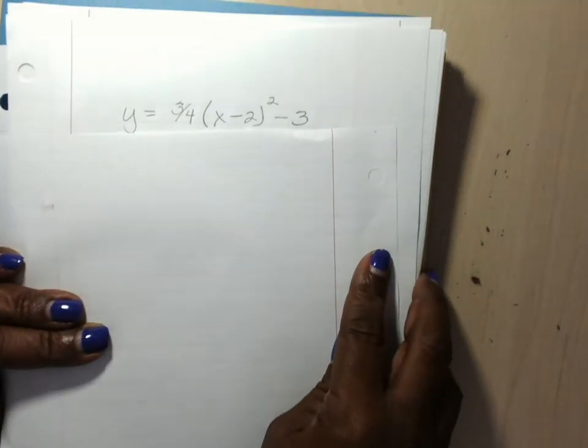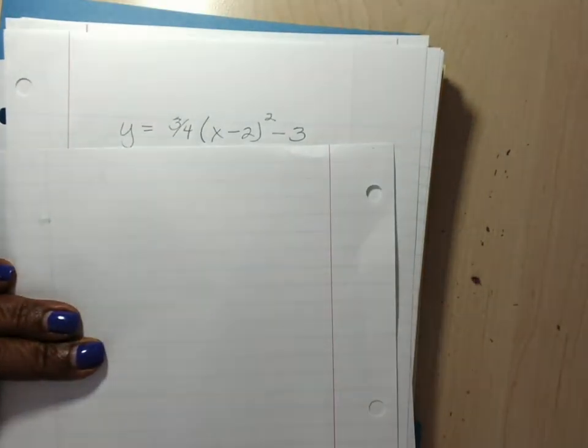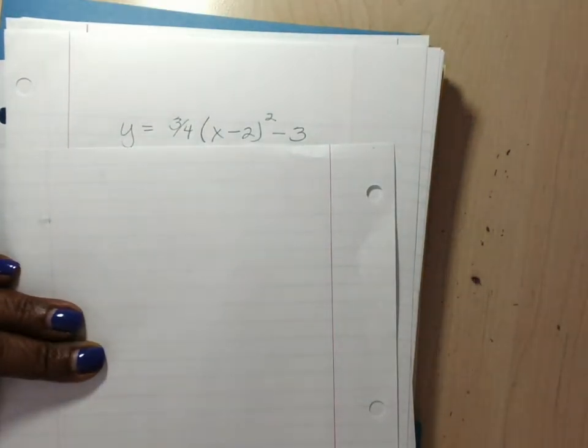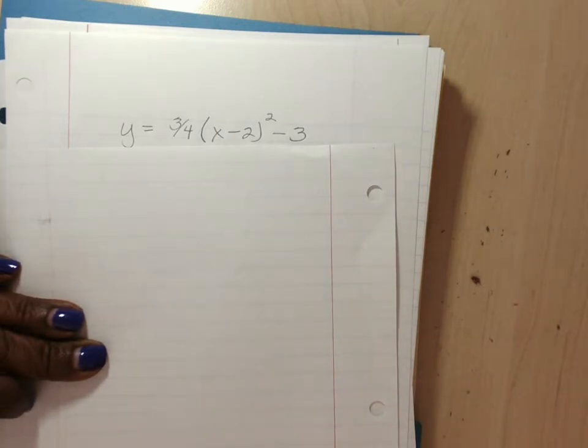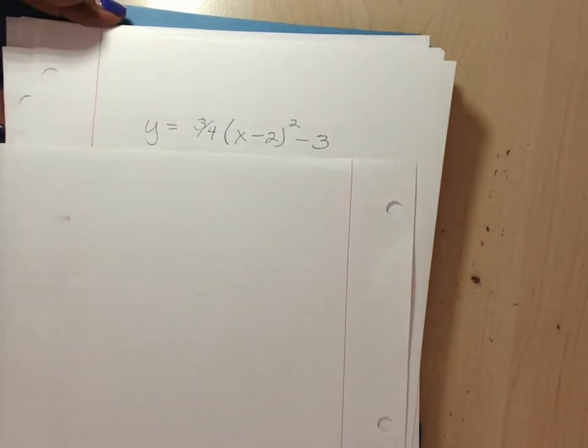And so the last thing I'm going to do is write my full equation with the proper a value and the vertex that I was given. So this would be my final answer. Now, if I wanted to do this again, and I do want to do another example for you, I'm going to follow the exact same steps.